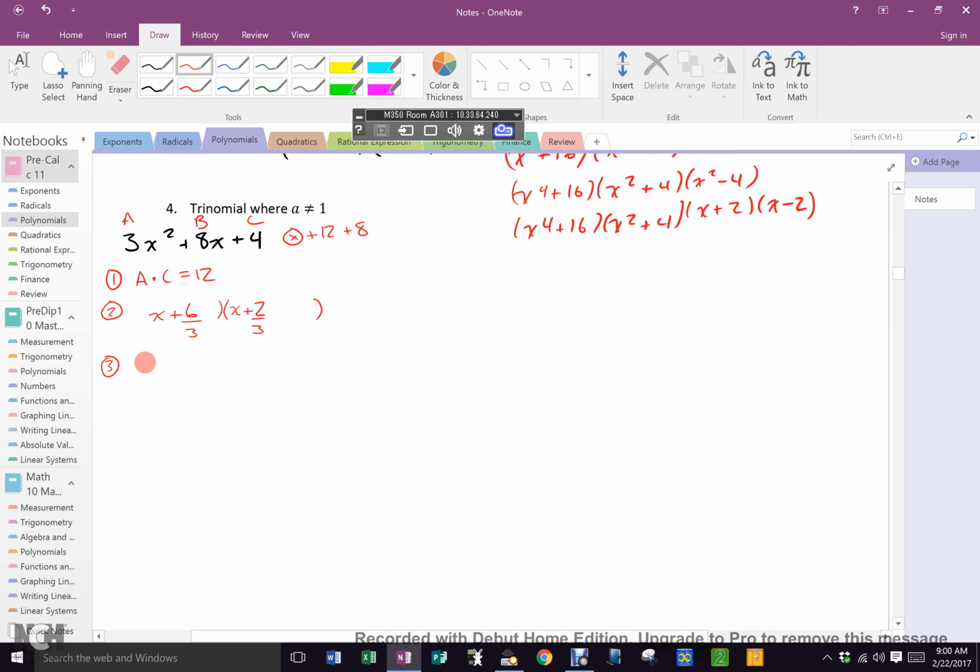Step 3 is simplify. What is 6 divided by 3? X plus 2. This doesn't simplify, so denominators move to the front. And I get 3x plus 2. Then I check it. Is x times 3x 3x squared? Yes. Is 2 times 2 4? Yes. If the first and last work, the middle works. And that is done. Does everybody remember seeing that in the past from somebody?